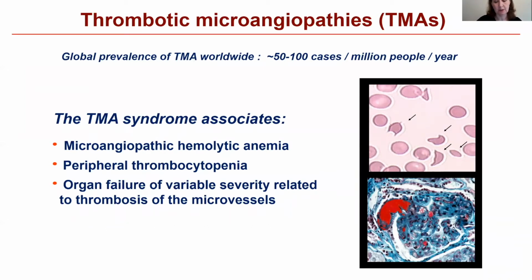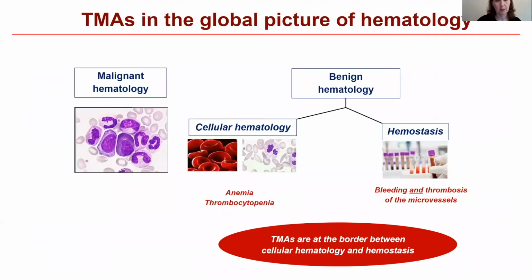TMAs have a global prevalence of 50 to 100 cases per million people per year. TMA is actually a syndrome that associates a microangiopathic hemolytic anemia, a peripheral thrombocytopenia, together with some organ failure of variable severity related to thrombosis of the microvessels. When considering TMAs in the global picture of hematology, they belong to benign hematologic diseases, but interestingly, they are at the border between cellular hematology and hemostasis.